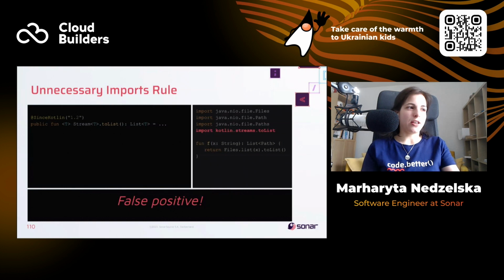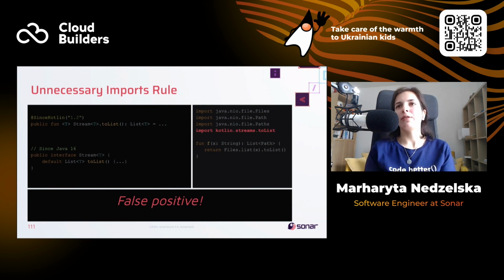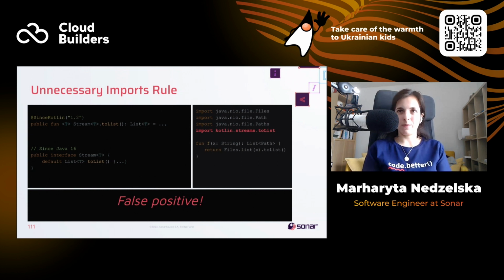After some investigation, we found out that there is an extension function in Kotlin on stream since Kotlin 1.2, but starting Java 16, there is also a native toList function in stream. So if you're on Java 16 or later, the Kotlin compiler resolves the toList function here to toList from stream instead of toList from Kotlin. And that's why the issue is reported as unused.